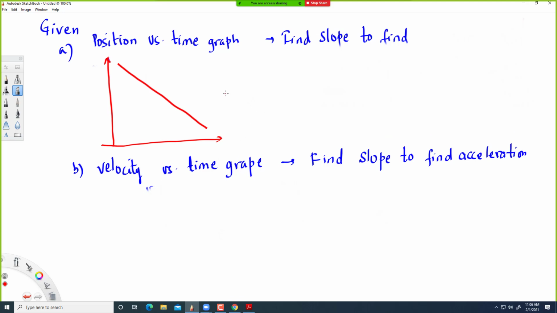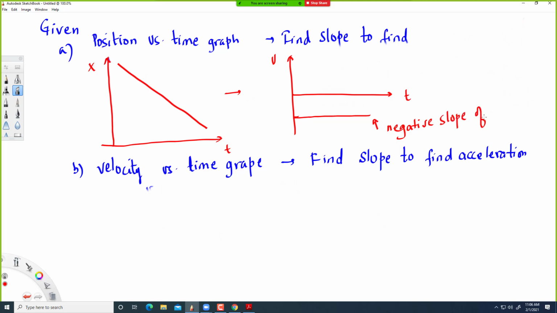In this case, this is x versus t. Your graph for v versus t would look like this. Decreasing means the slope will be negative, so your velocity will be down here. Negative slope of xt.